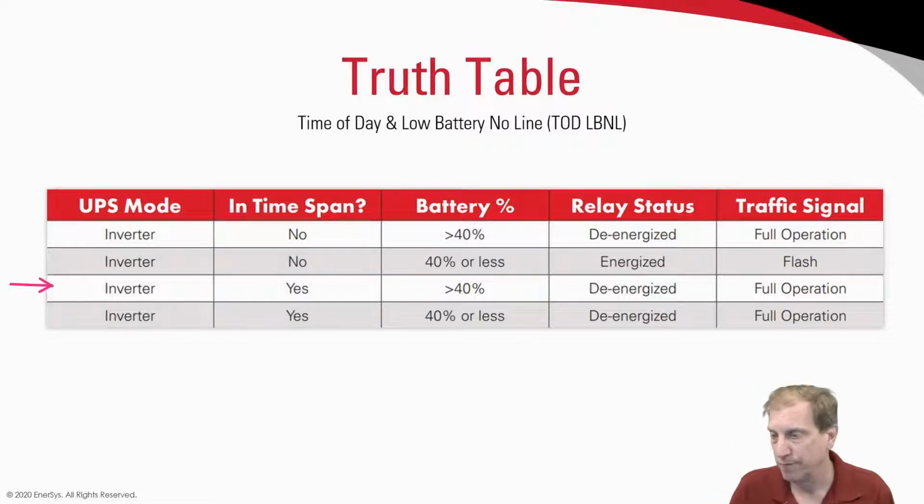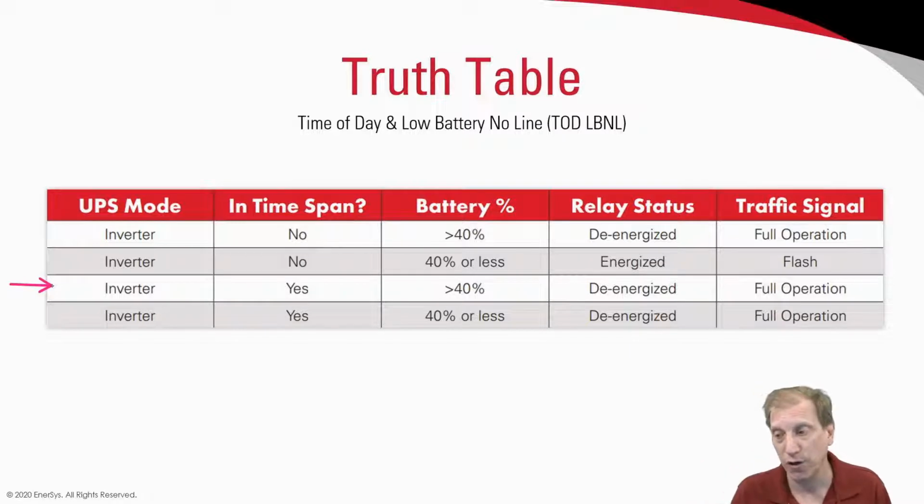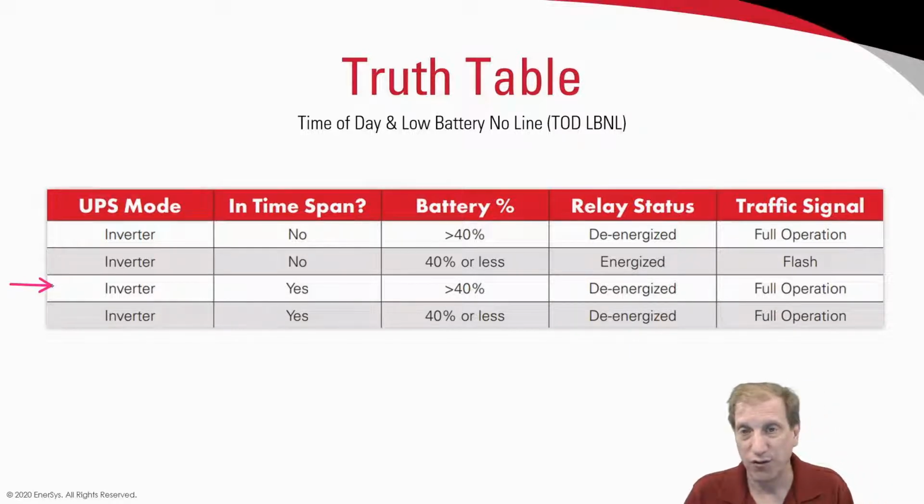In inverter mode, in time span, yes. Okay, so we happen to be in morning or evening rush. Battery percentage is greater than 40%. We're not gonna go to flash. So there's two things that break it right there, right? We happen to be in a time span, so we don't want to be in flash. And also the battery is greater than 40%, so it wouldn't be a low battery condition anyway.